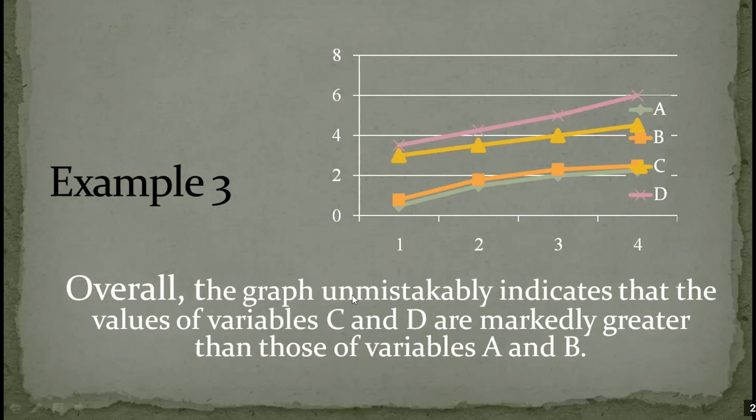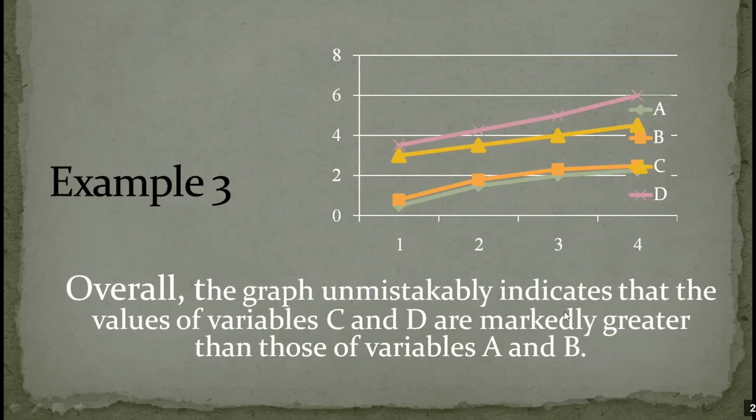So we can say overall the graph unmistakably indicates that the values of variables C and D are markedly greater than those of variables A and B. I'm sorry, I made a mistake. It should be A and B are markedly greater than those of C and D, because A and B are higher than C and D.